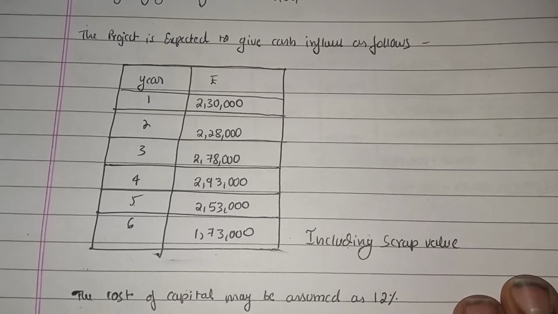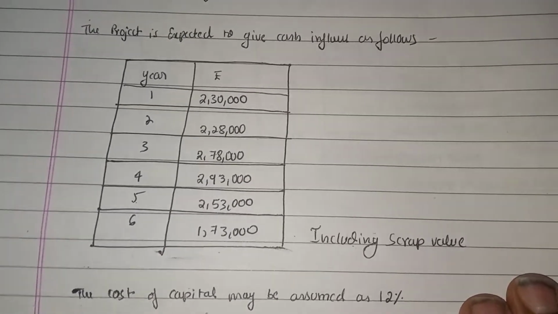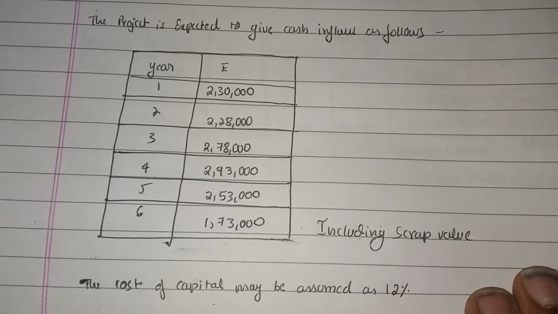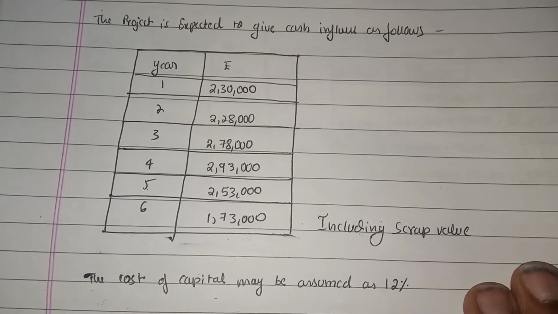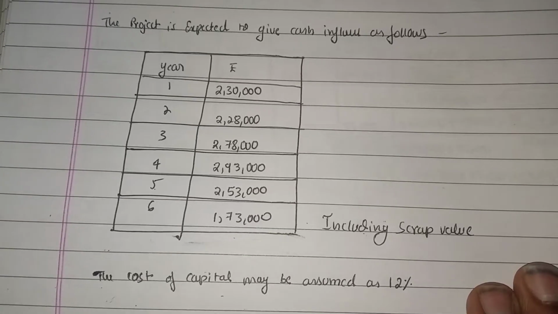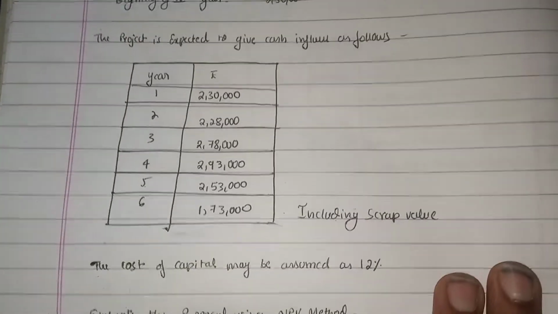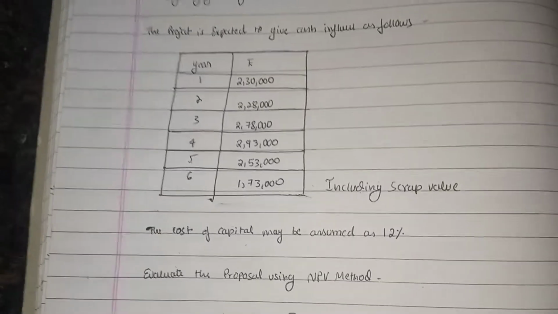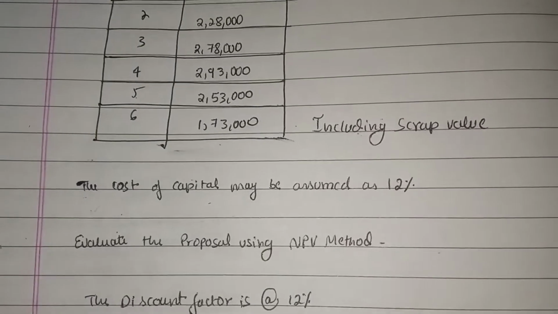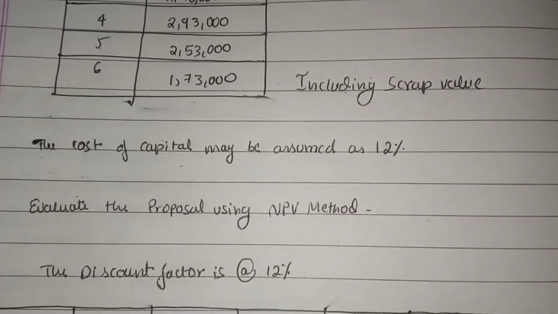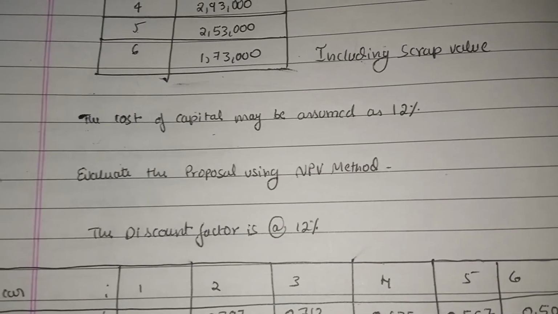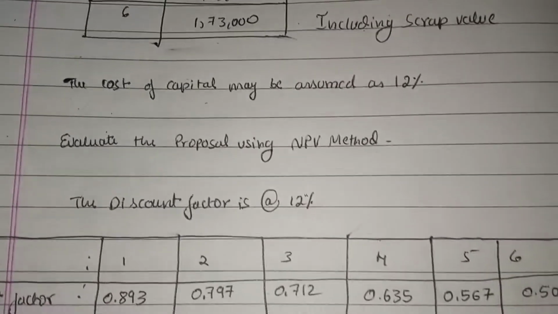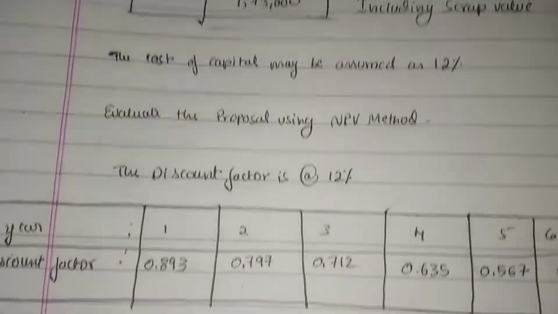Year 1, 2, 3, 4, 5, 6 amount 2,30,000, 2,28,000, 2,78,000, 2,93,000, 2,53,000, 1,73,000 including scrap value, that is for the last sixth year. The cost of the capital may be assumed as 12%. Evaluate the proposal using NPV method, that is the discounting factor is 12%.